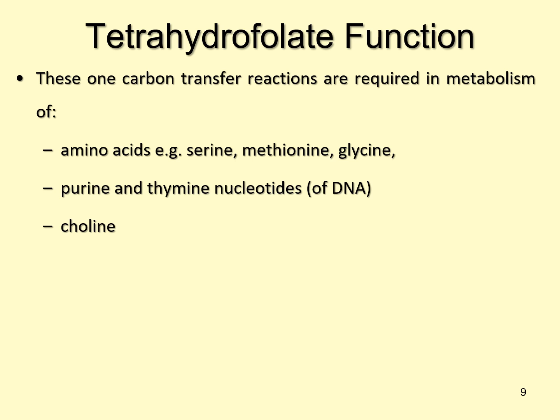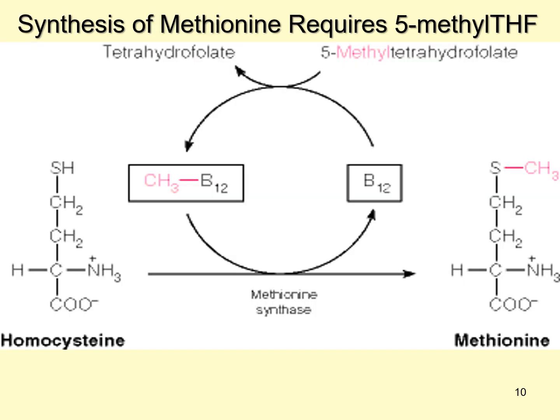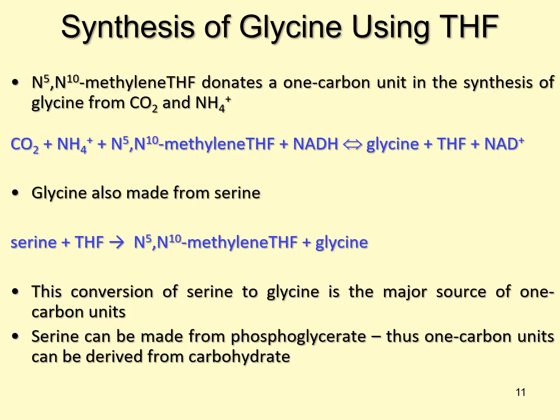So these tetrahydrofolates have such functions, and this is the synthesis of methionine, which requires 5-methyl tetrahydrofolate. This 5-methyl tetrahydrofolate is converted to tetrahydrofolate, and this reaction converts homocysteine, which in the presence of the enzyme methionine synthase is converted to methionine. Methionine is the one that has the sulfur with CH3 bonds.